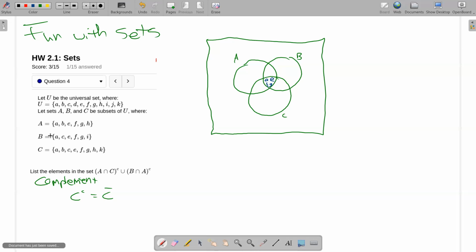Let's do B and C since they're next to each other. Over here, B and C, we've got the A written down. C is common to A, B, and C, but not A, so C would go in here. E we've got, F we've got, G we have, I is not common. So that's all that's in that part.